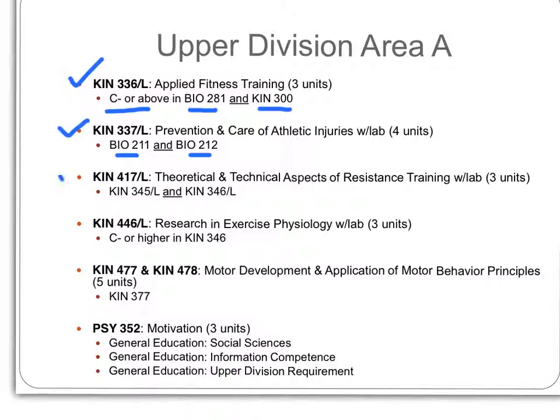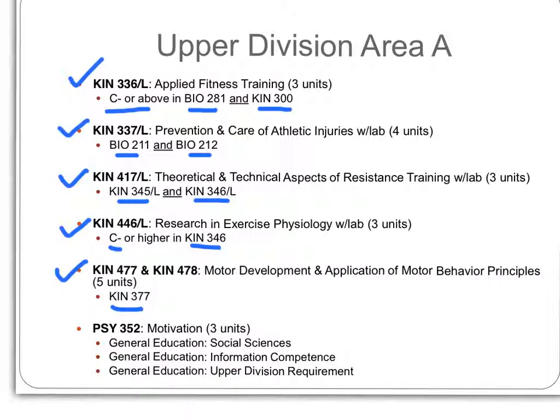You need to take Kinesiology 417 with lab, and the prerequisite for this course is Kin 345 and lab and Kin 346 and lab. You need to take Kinesiology 446 with lab, and the prerequisite for this course is a C- or higher in Kinesiology 346. Another course in Area A that is required for applied fitness is Kinesiology 477 and 478, which need to be taken together. The prerequisite for this course sequence is Kinesiology 377.